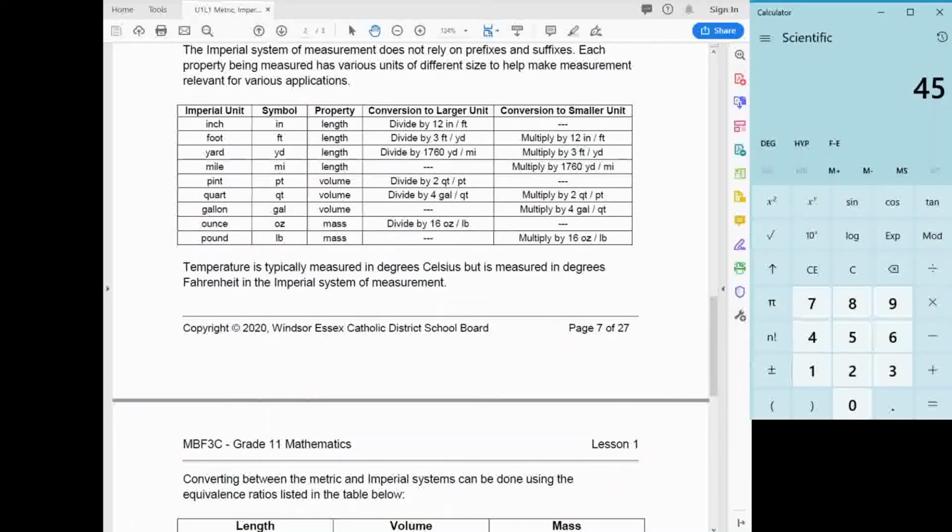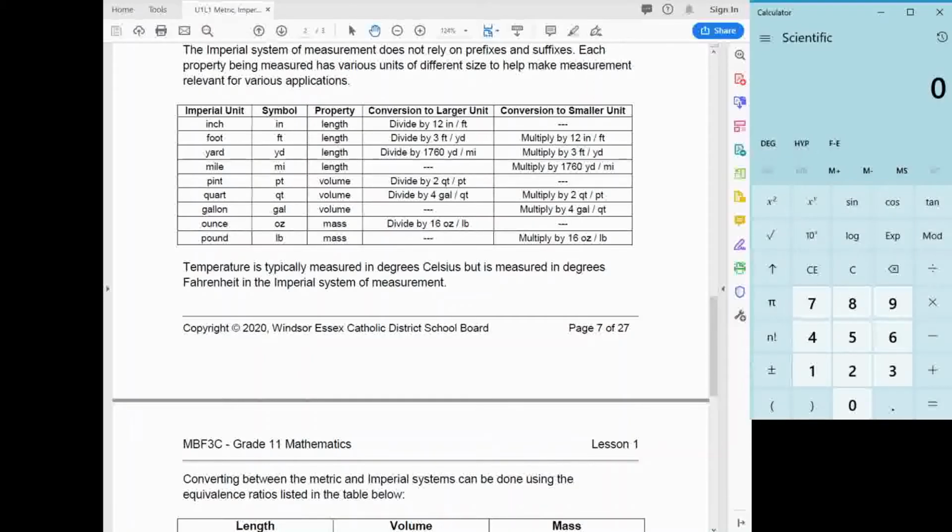The other measurements we have for volume are the pint, the quart, and the gallon. Essentially we have 2 pints for every quart, 4 quarts in every gallon. And using those simple conversions, we can move between each of those. And then for mass, we have the pound and the smaller unit, which is the ounce. And there are 16 ounces per pound.